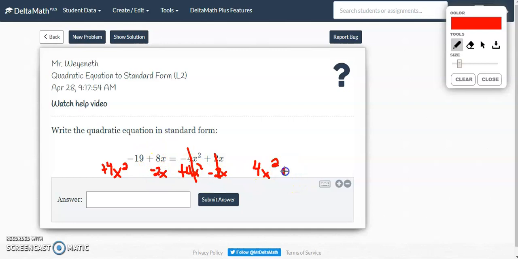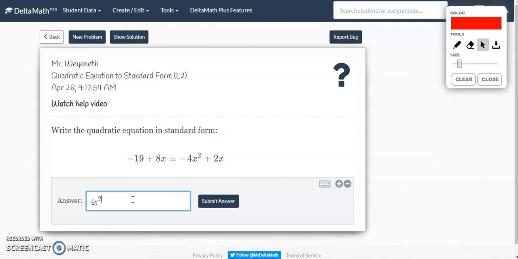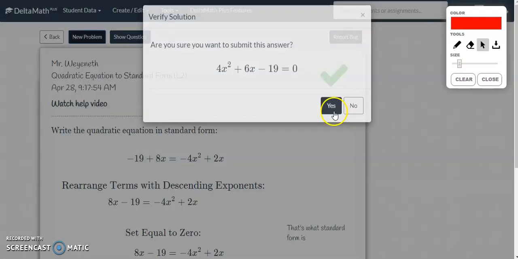8 minus 2 would give me 6x, and then minus 19. Don't forget about that minus 19. And now that is going to be equal to 0. So as I take a look here, this is my standard form ax squared plus bx plus c, and in this case it's a subtraction, that's all equal to 0. So remember, that's our main objective. So 4x squared plus 6x minus 19 is equal to 0.